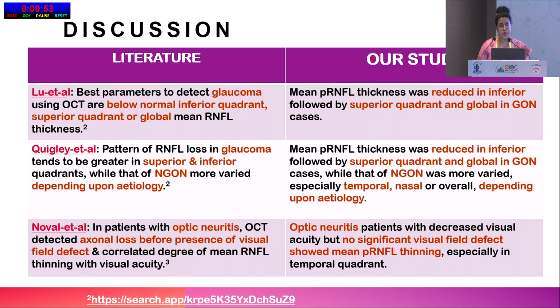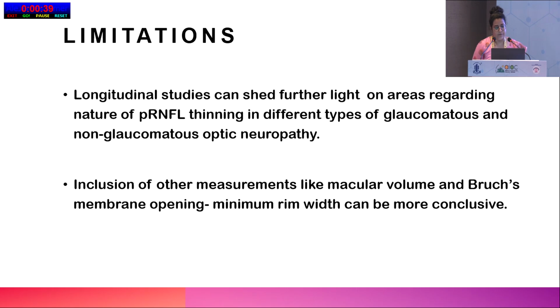Novel et al. showed that in optic neuritis, patients correlated the degree of visual acuity with the axonal loss in OCT RNFL scan, which can be seen before the presentation of significant visual field defect, which was again seen in our study.